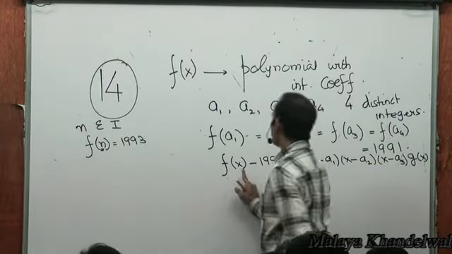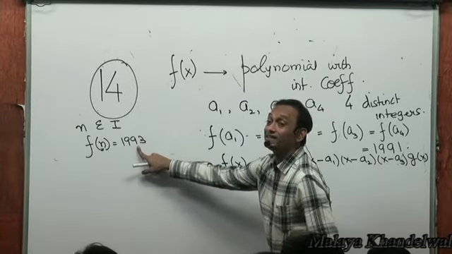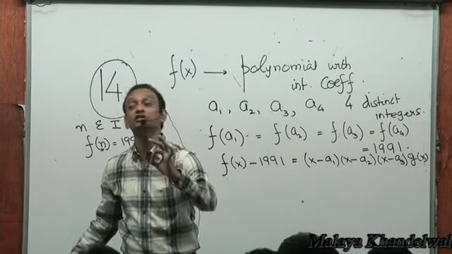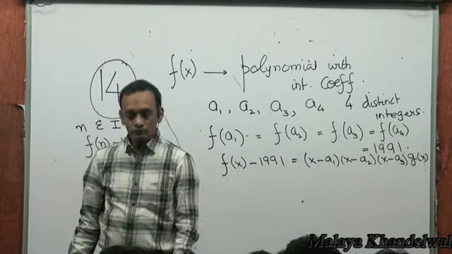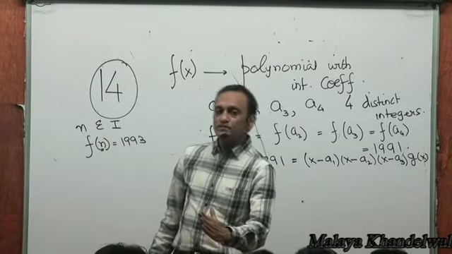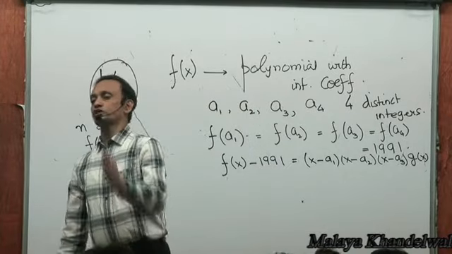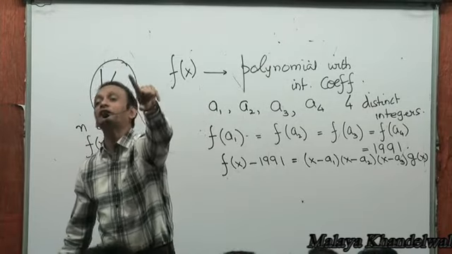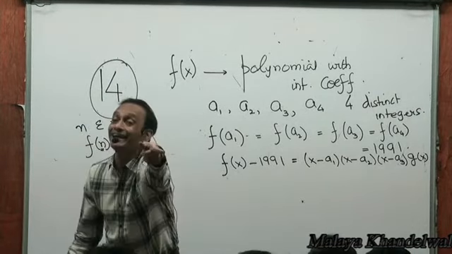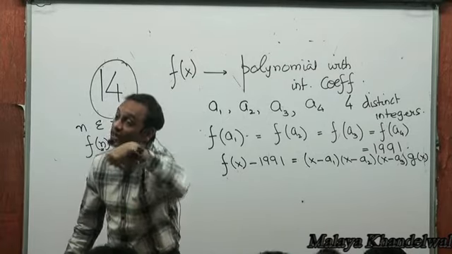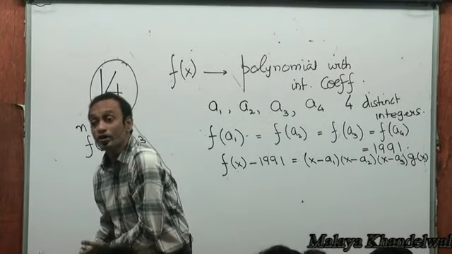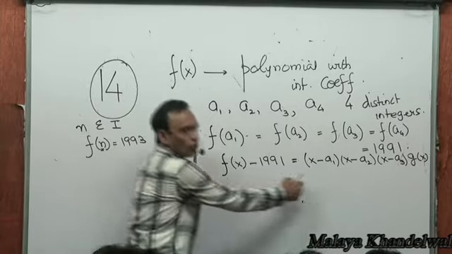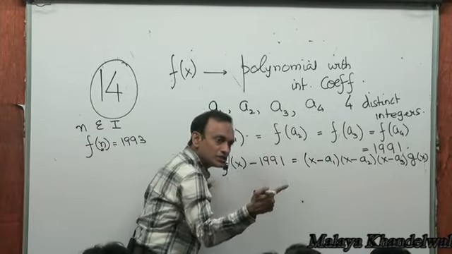Now, we want to show that f(x) cannot become 1993 for an integer n. f(x) cannot become 1993 for a certain integer n. We want to establish that. What we do is, we deploy what is called the method of contradiction. Let us assume that f(x) indeed becomes 1993 for x equal to n, where n is an integer. Let's assume the contrary. So put x equal to n on both sides, where n is an integer, right?